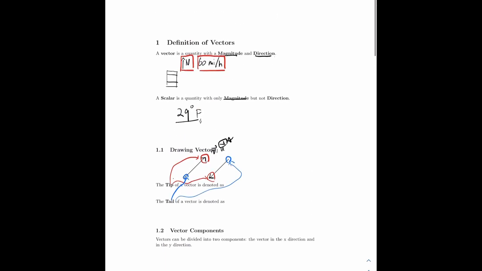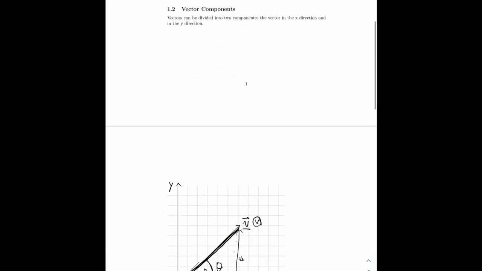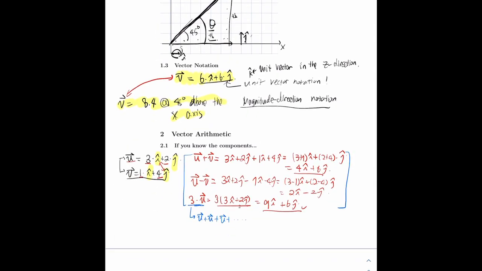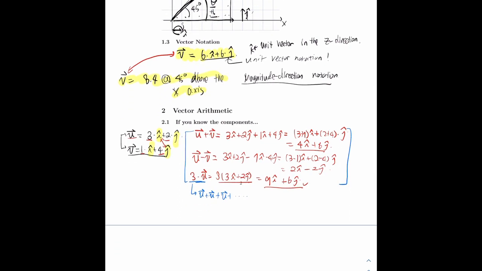Today we talked about what vectors are, how to draw vectors, how to denote the components of vectors, and also how to add and subtract vectors when we know components and when we don't know components.